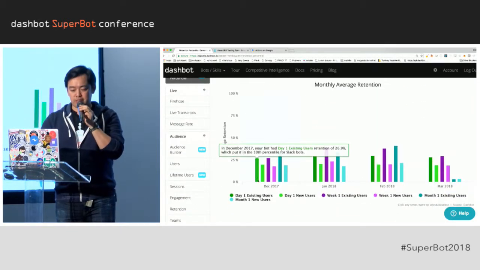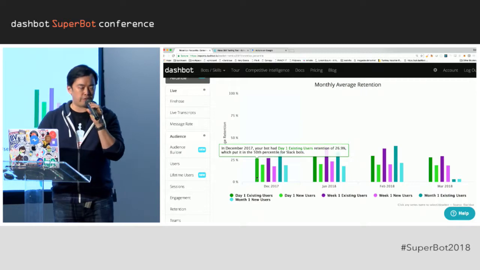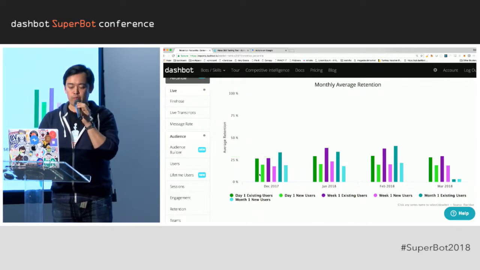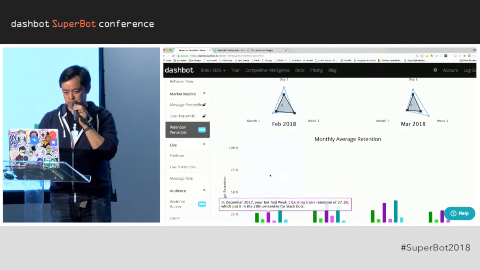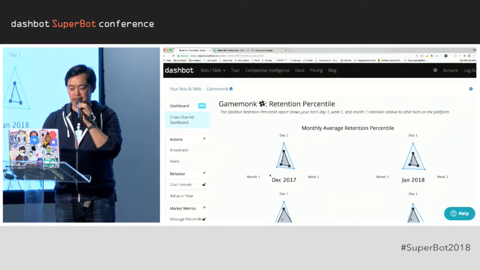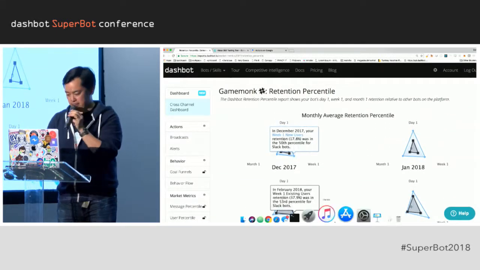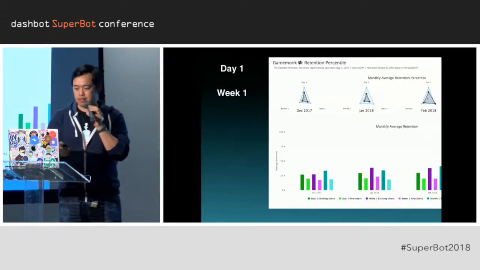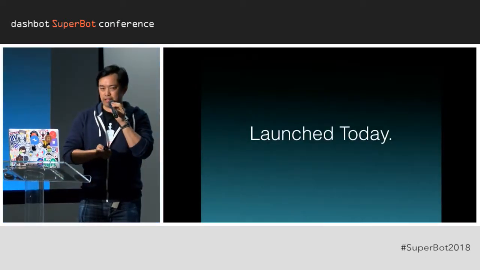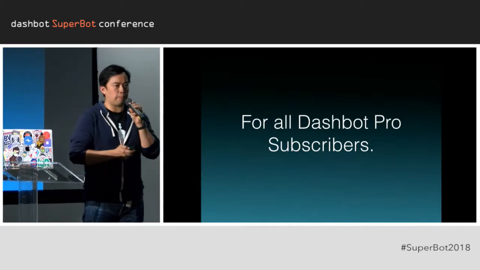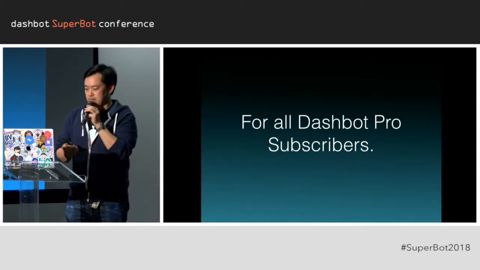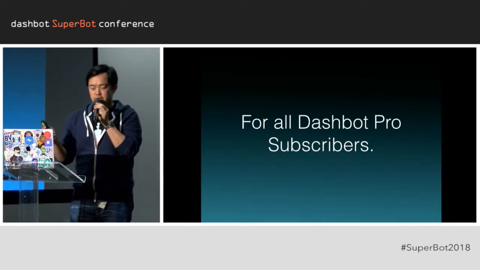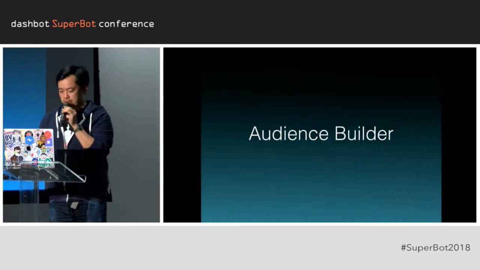This chart at the bottom is showing specifically your average weekly day one, week one, and month one retention as well. So this is our very exciting retention percentile product that we're launching today. It's launched today, and it's available for all Dashbot Pro subscribers. It's ready to go. We've calculated it all for you.